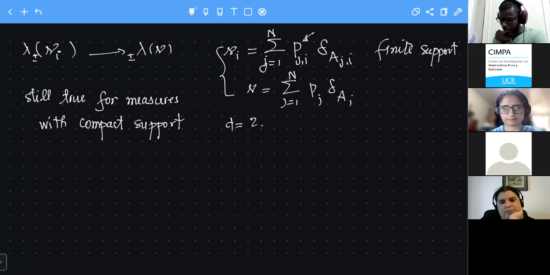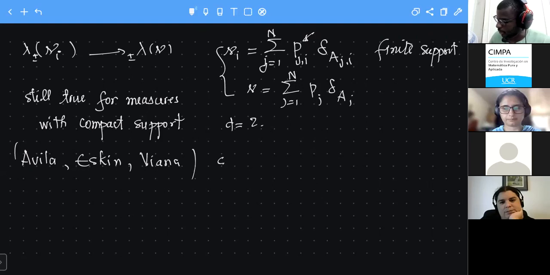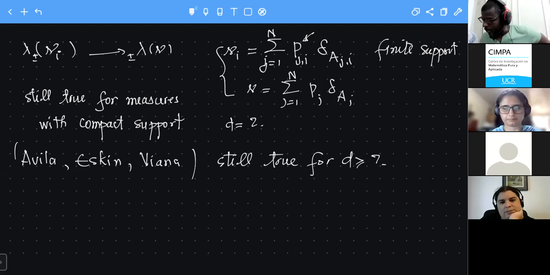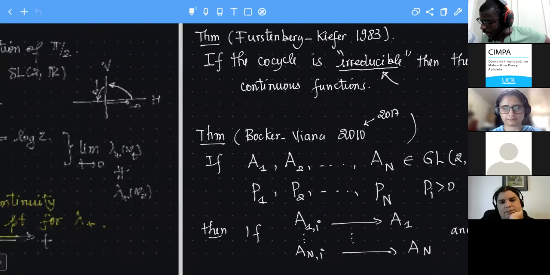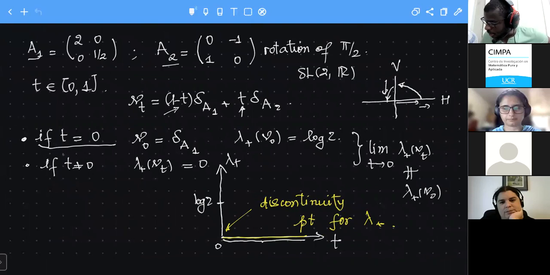This is a result announced by Avila, Eskin, and Viana. What they announce is that it's still true for any dimension, without the irreducibility condition, but we are not allowed to take P_2 to be 0.